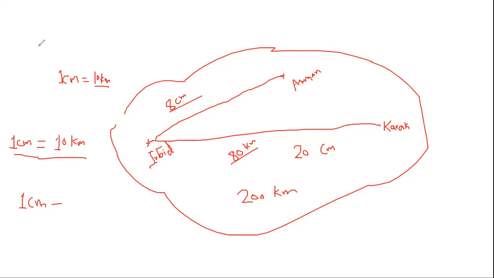Sometimes, in some types of maps, it's not always 1 centimeter equals 10 kilometers. Sometimes 1 centimeter may equal 1,000 kilometers, according to the distances that the map covers. Sometimes you can use each 1 centimeter equals 1,000 kilometers. Sometimes 1 centimeter equals, for example, 2,000 kilometers, and so on.